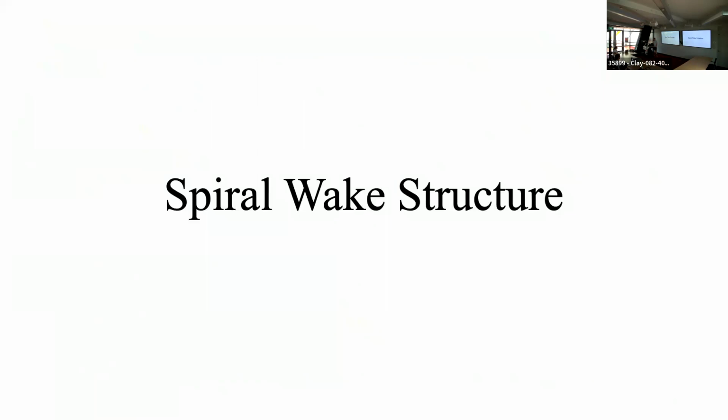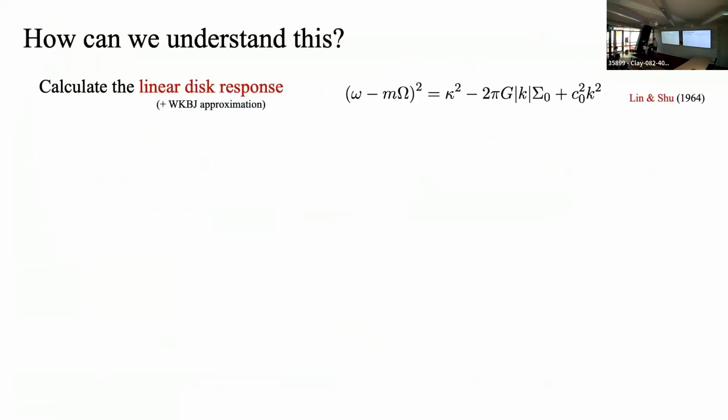So the first thing I want to talk about is the theoretical framework for understanding the shape of that spiral. To understand this, the first thing we need is the linear disk response from a small perturbation. If you take the 2D fluid equations for a disk and you add a small perturbation, you end up with the dispersion relation shown here, first derived by Lin and Shu in 1964, which tells you how your waves will travel through your disk for different modes m, where m is the azimuthal wave number as before.